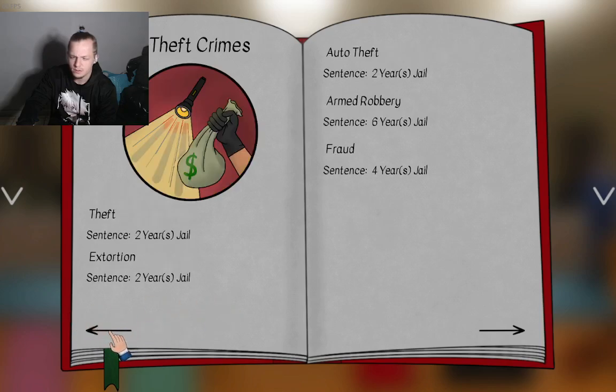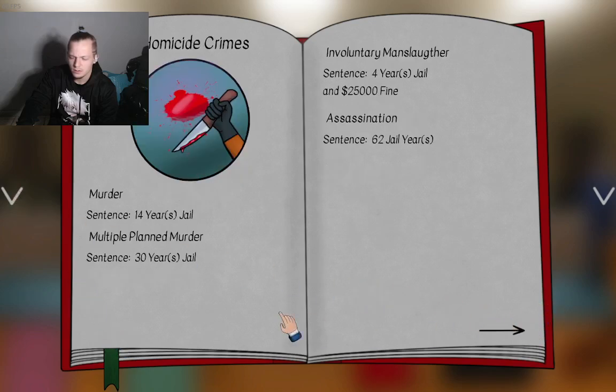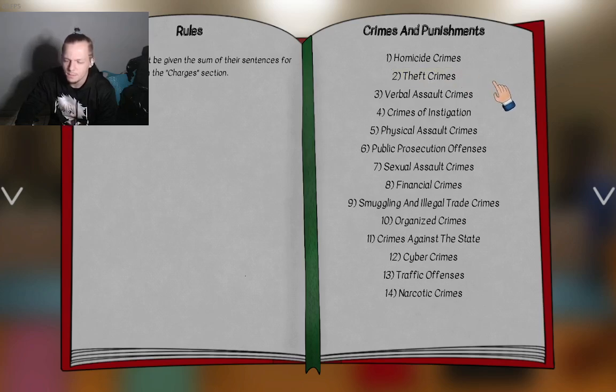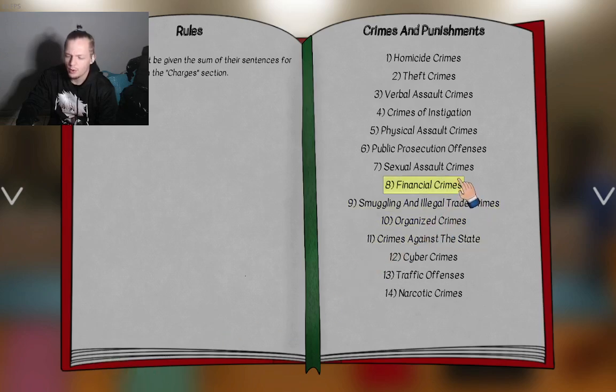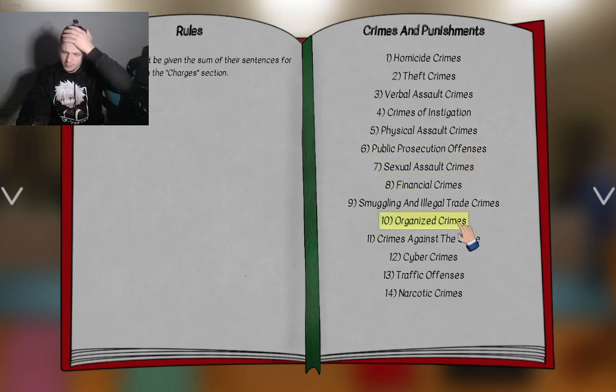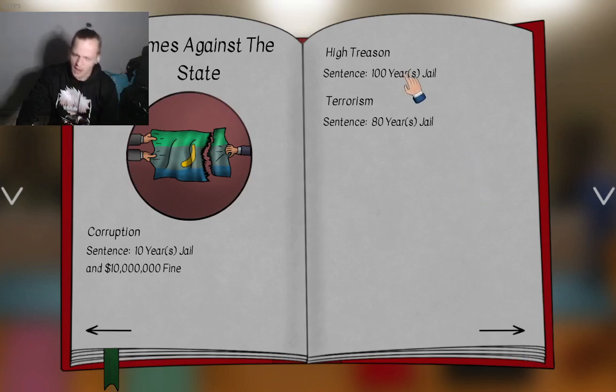Physical. Okay. There we go. Physical. Fulfill commitment. No. Whoa, what would this even be, bro? Organized crimes against the state? High treason, there we go. Exactly, right there. And look, we're just gonna take the fine from the corruption and add it on to the high treason.